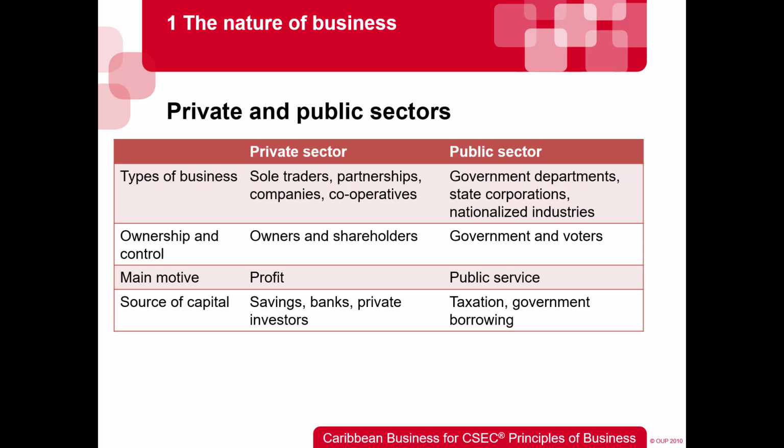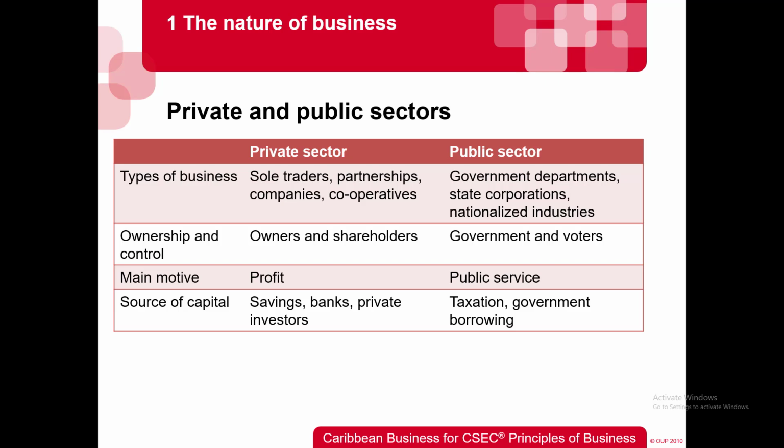One of the key distinctions between the private sector and the public sector, apart from the types of businesses, is ownership and control. In the private sector, the ownership and control lies in the hands of the owners of the business and the shareholders. Shareholders are also part owners of a business. In the public sector, the ownership and control is held by the government and the voters, the citizens, who own and control the businesses in the public sector.